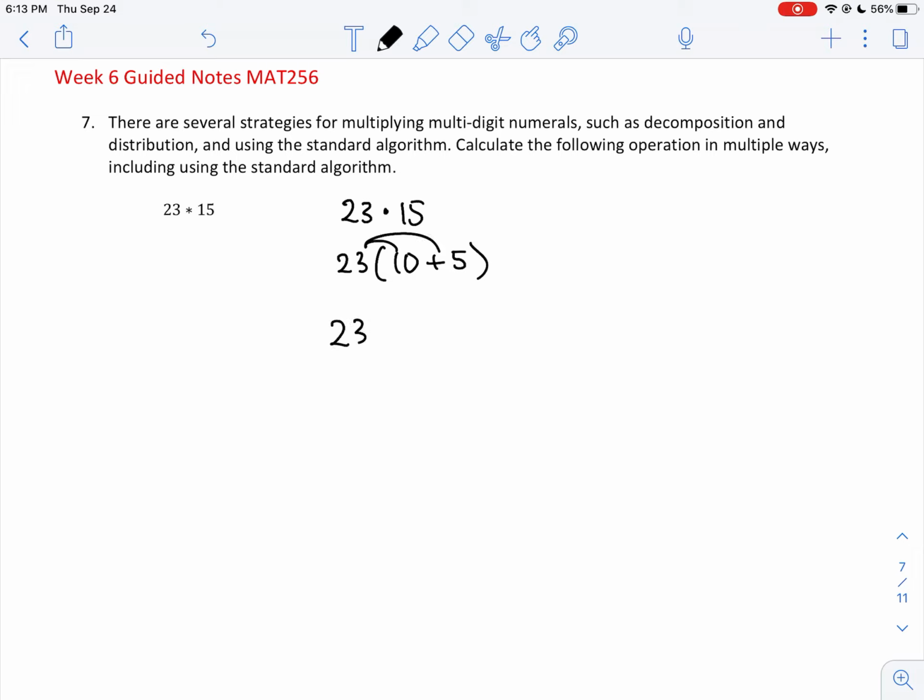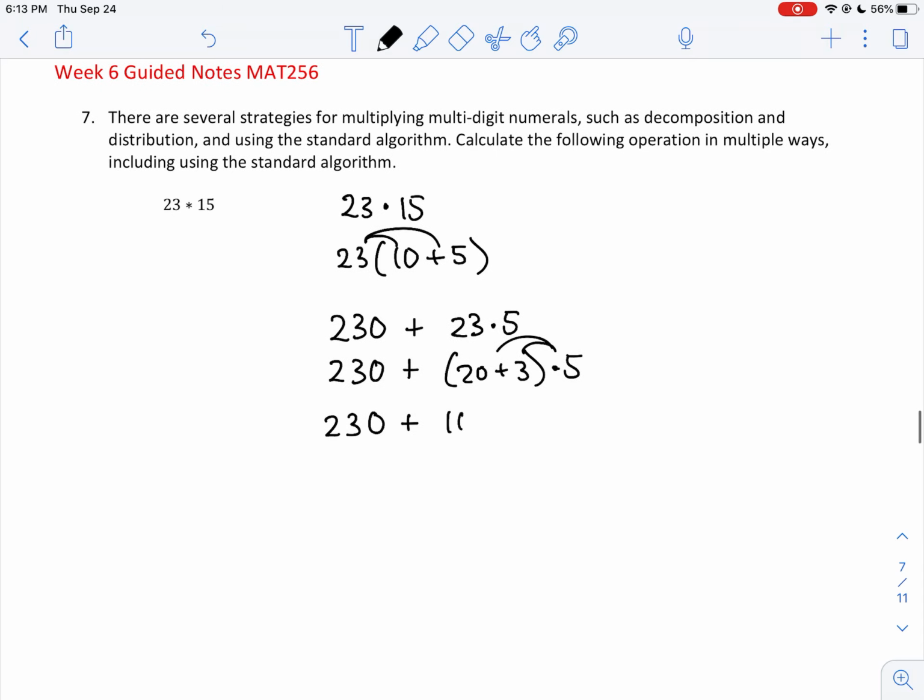So now I can say, well, that 23 times 10 is easy. That one's 230. And then I want to do 23 times 5. Well, I'll do another decomposition. 230 plus, and change 23 into 20 plus 3. And multiply that by 5, and then distribute the 5. So we have 230 plus 20 times 5, 25s, or 5 20s, whichever way you want to think of that, is going to be 100. And then 3 5s or 5 3s will be 15. And so in the end, we add 100 to 230, that's 330, and then add 15 to that, and we get 345.